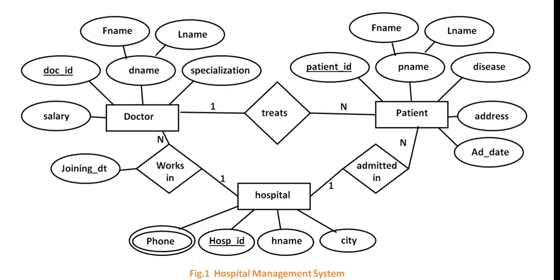Okay, now see here, this admit date attribute which is attached to patient entity, this attribute can also be attached to admitted in relationship, similarly as joining date which is attached to works in relationship. When we attach admit date to patient entity, it will be a simple attribute, and when we attach this admit date to admitted in relationship, then it will be a descriptive attribute. Okay, so this is how we can draw hospital management system entity relationship diagram.